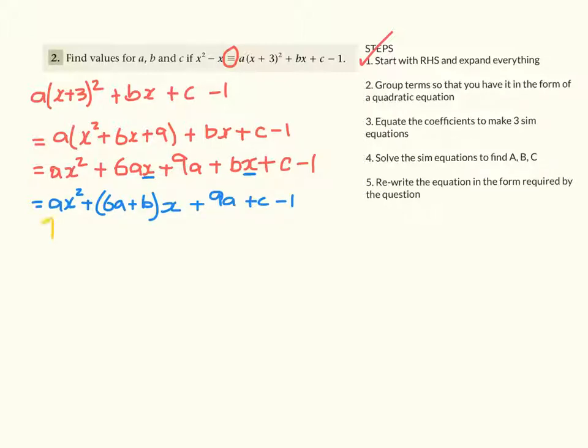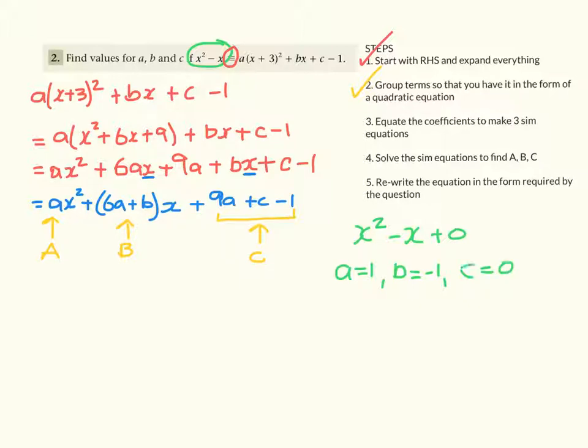Step 3, equate the coefficients to make 3 simultaneous equations. Well, there's my a, there's my b, and all of that is my c. Having a look at our initial equation, which was x squared minus x, we have to be a little bit tricky with this one. X squared minus x, we're missing something there. We're missing a c, but it's actually just a 0. So a is 1, because it's a 1 in front of the x squared. B is negative 1, and c is 0.